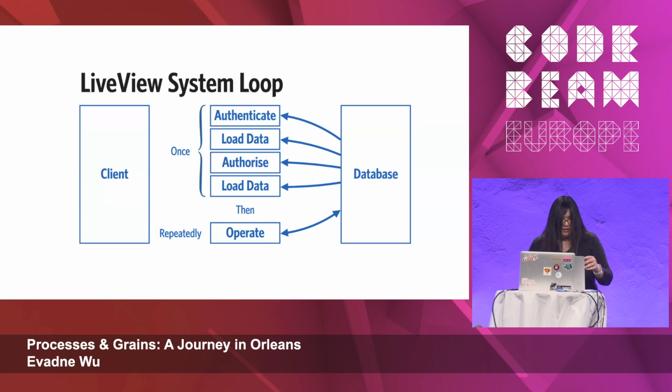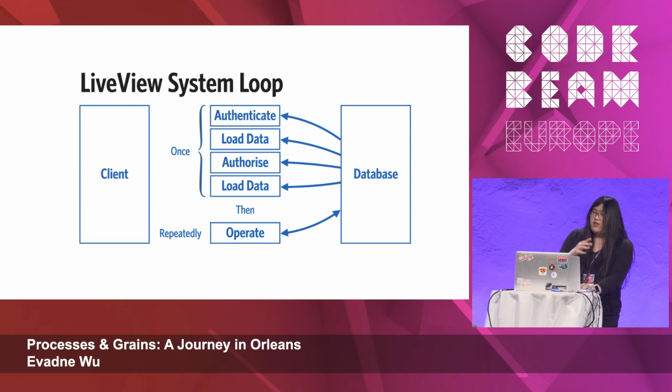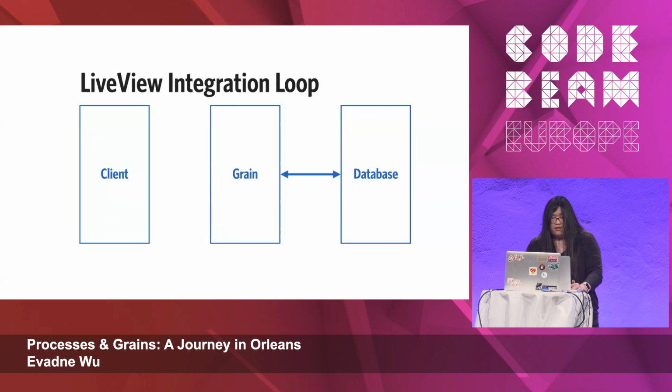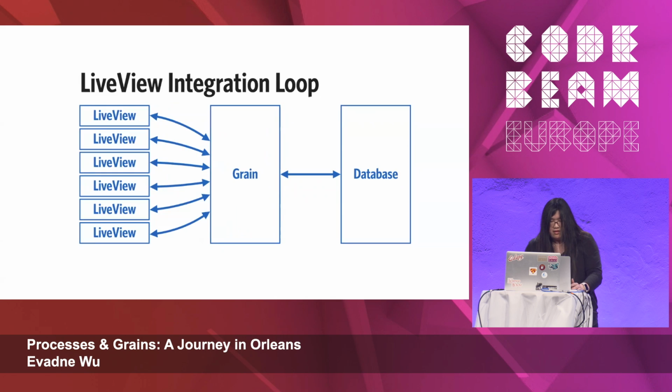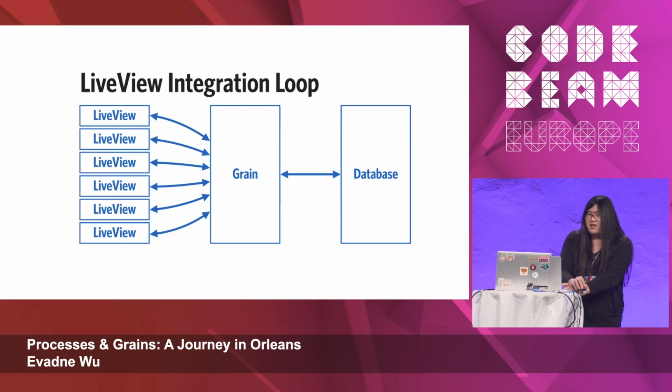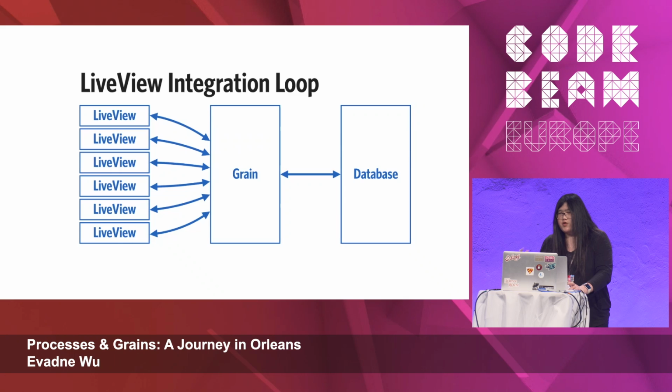OK. So you will see that if you were to integrate LiveView, then you will go from this kind of stateless loop to this kind of loop where you will basically have one LiveView per user, and then they will all connect to some kind of grain or some kind of central process, which is what they want. This is the case of a collaborative editing platform, for example. If you don't have this kind of stuff, then your topology will be different.